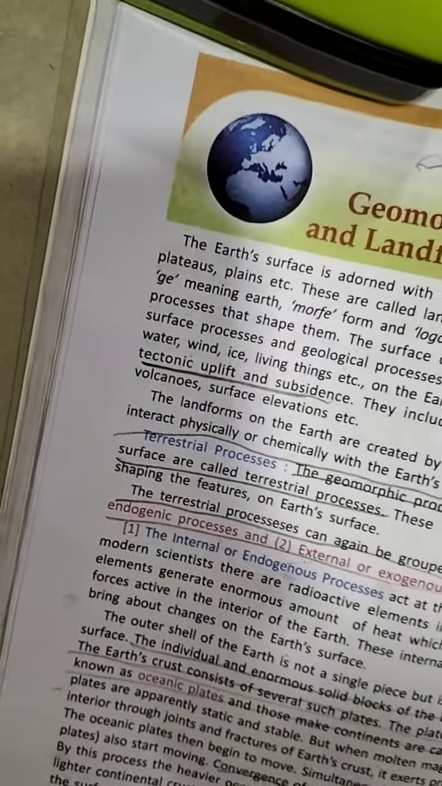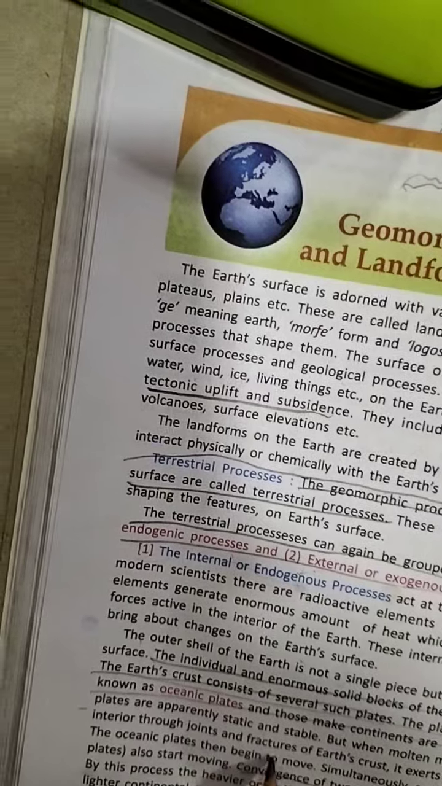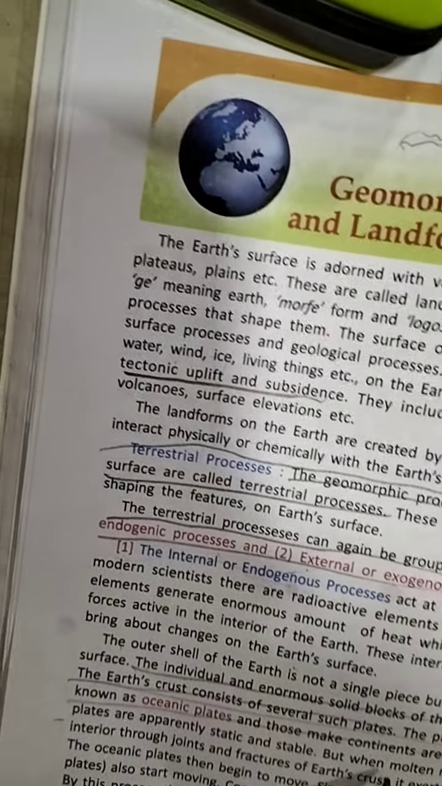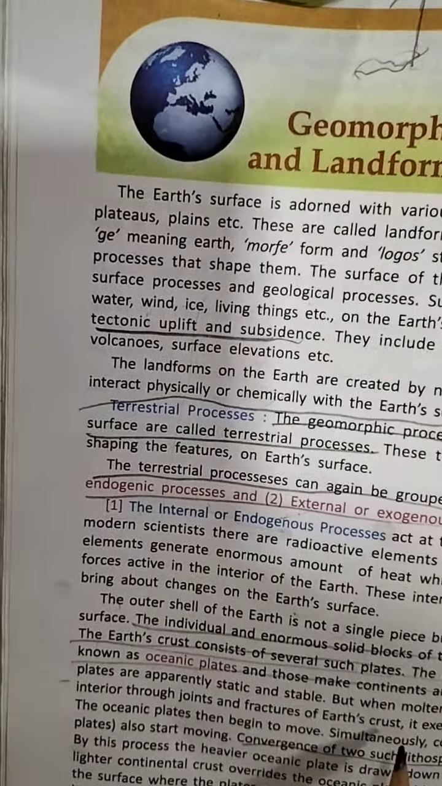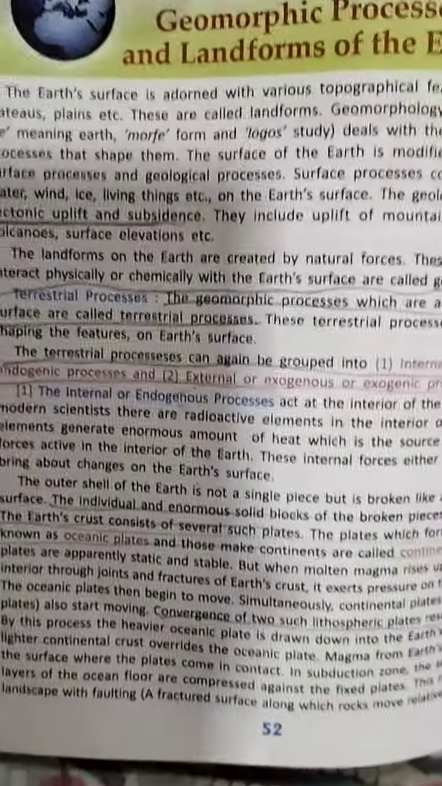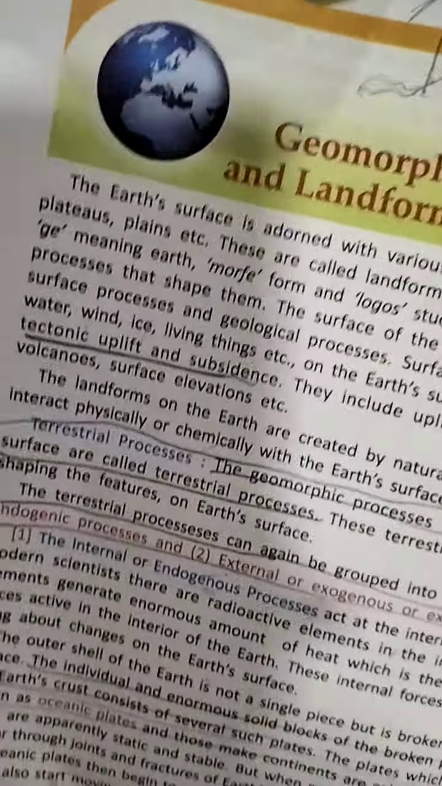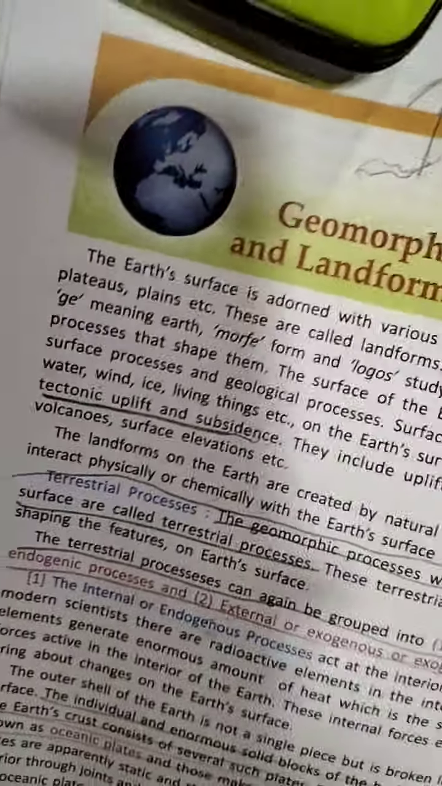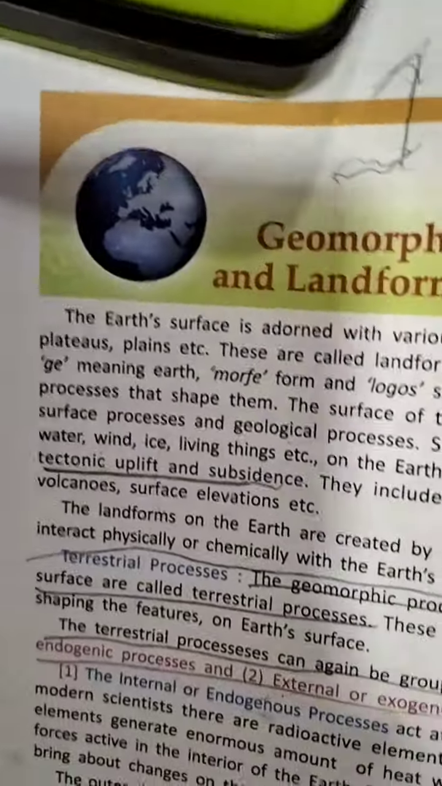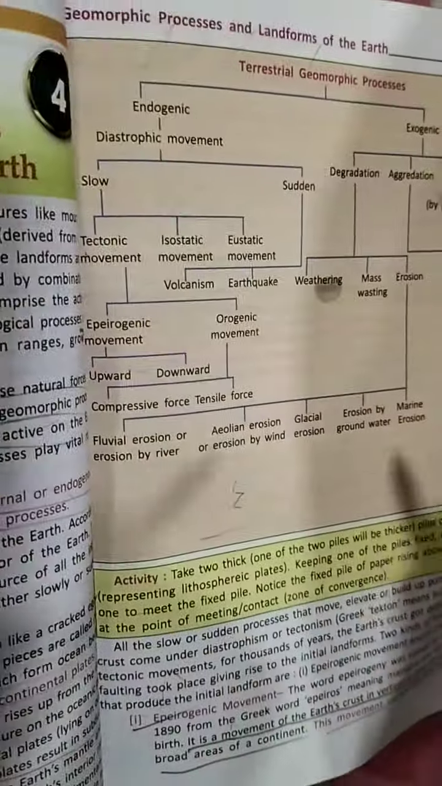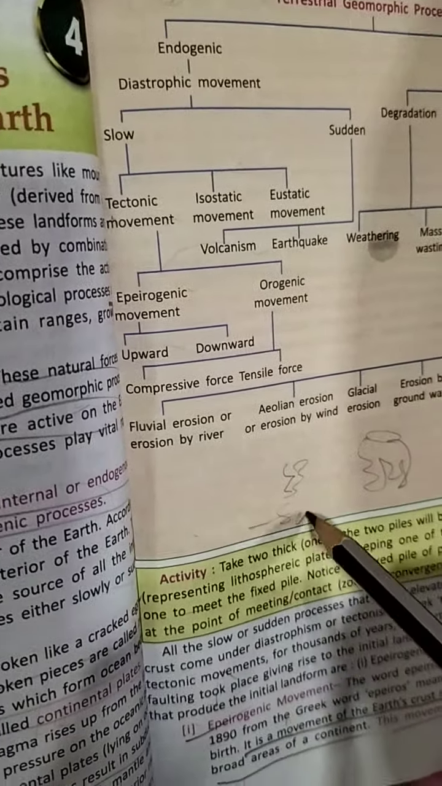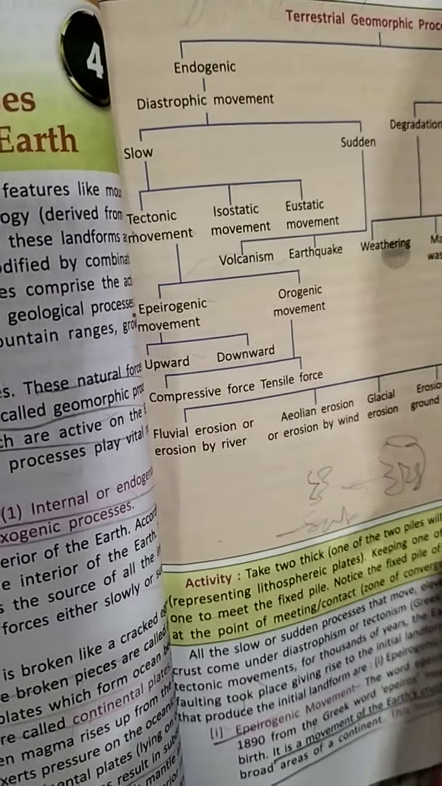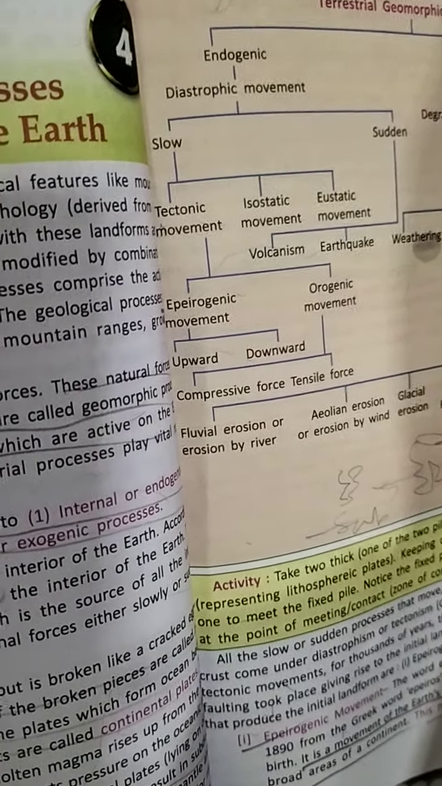But when molten magma rises up from the earth's interior through joints and fractures of the earth's crust, it exerts pressure on the oceanic plates that can result in plate movement. Simultaneously, continental plates are also moving. Convergence of two lithospheric plates results in subduction. Subduction means that, for example, continents join each other and come closer.